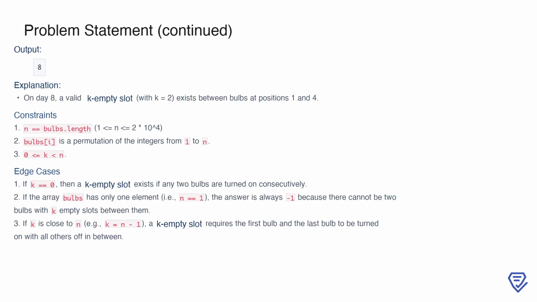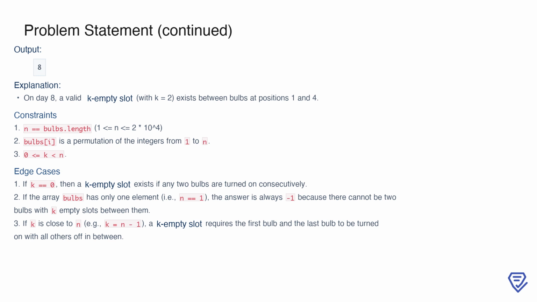Now let's examine a larger example. If bulbs is 6, 5, 8, 9, 7, 1, 10, 2, 3, 4, and k is 2, the earliest day when a k-empty slot occurs is on day 8. On this day, there is a valid configuration where two bulbs are turned on with exactly two off bulbs between them.